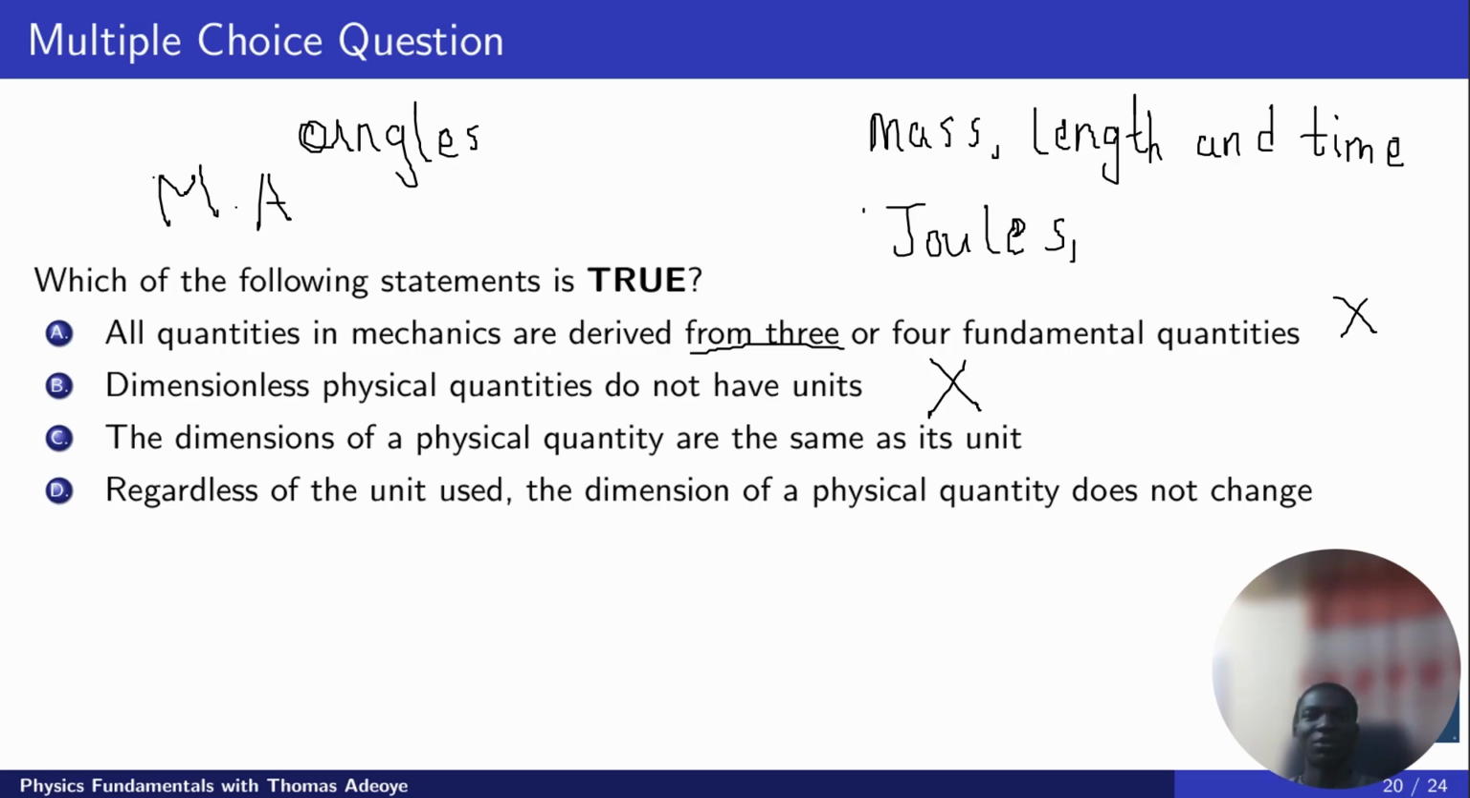Now, work is force times distance, so we can take its unit as Newton meter. Work and energy have the same dimensions, but you can see that the units are different. The units of work can be taken as Newton meter because it's force times distance. This is joules. Now this and this have the same dimensions but different units.